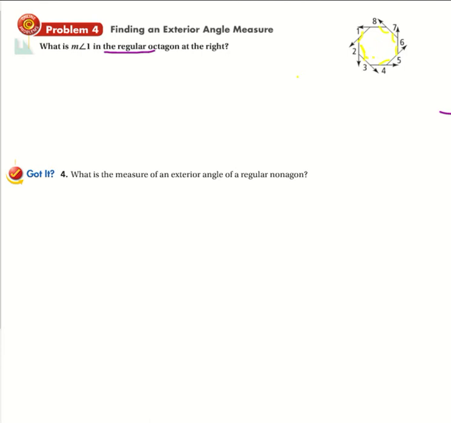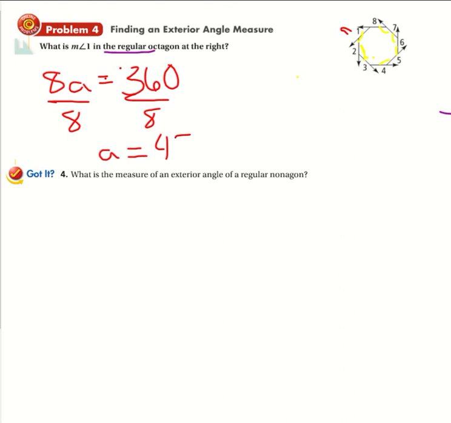If you think about that, 8 times the angle measure, let's call these angle measures A. 8A equals, well, how much do all the exterior angles add up to in a polygon? They add up to 360, so 8A equals 360. If we solve that, what does A equal? A equals 45. So if the angle right there is 45, then the measure of angle 1 is 45 degrees.